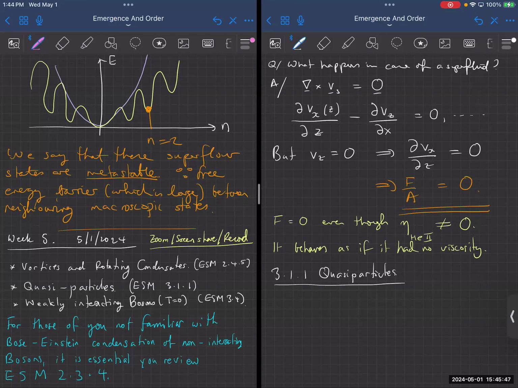Okay, so cosmology and superfluids are super cool, and topological defects are super cool. So now we're going to talk about something else that doesn't get as much of the limelight, but is also really amazing. So what I want to tell you about is quasiparticles.